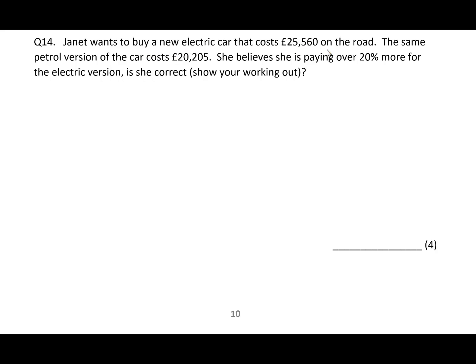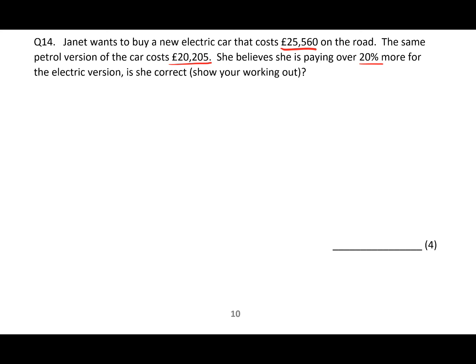Question 14. Janet wants to buy a new electric car that costs £25,560. The same petrol version of the car costs £20,205. She believes she's paying over 20% more for the electric version. Is she correct? And show your working out.